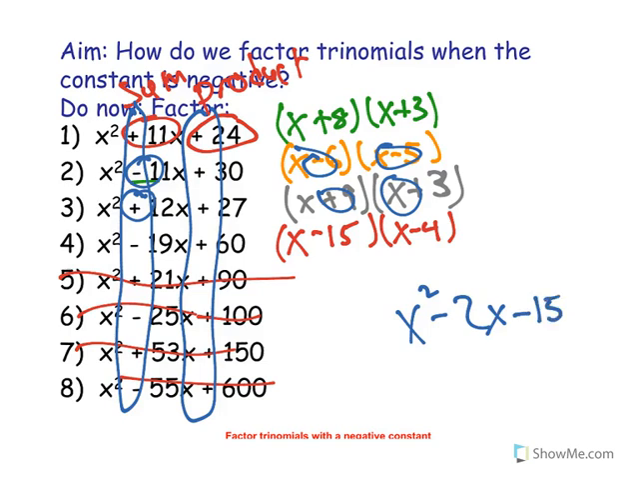Right, so what does it mean if the 15 is negative? Well, it means that our factors are going to have different signs. So what are my factors of negative 15? Negative 1 and 15, 1 and negative 15. Negative 3 and 5, 3 and negative 5. Which of those four pairs, if I add them, gives me negative 2? 3 and negative 5. So it will look like this.